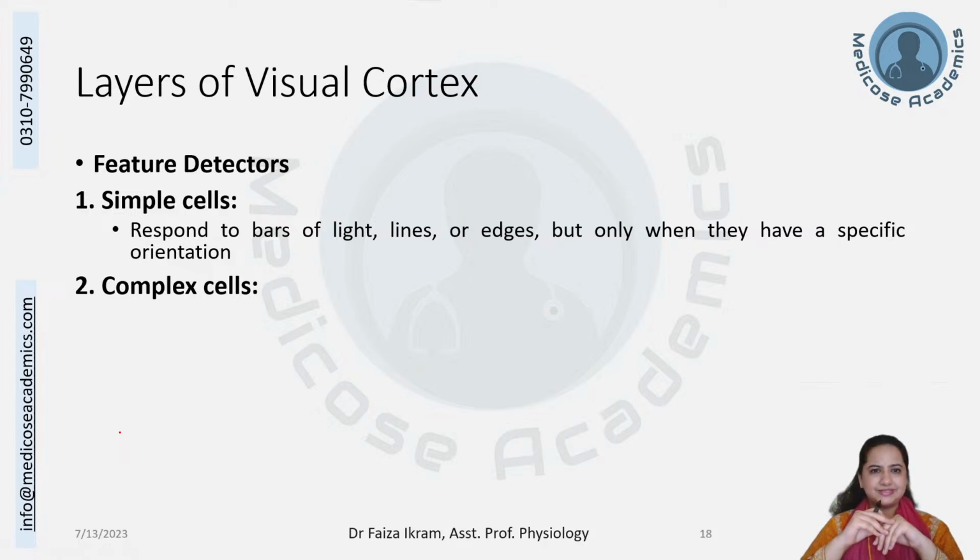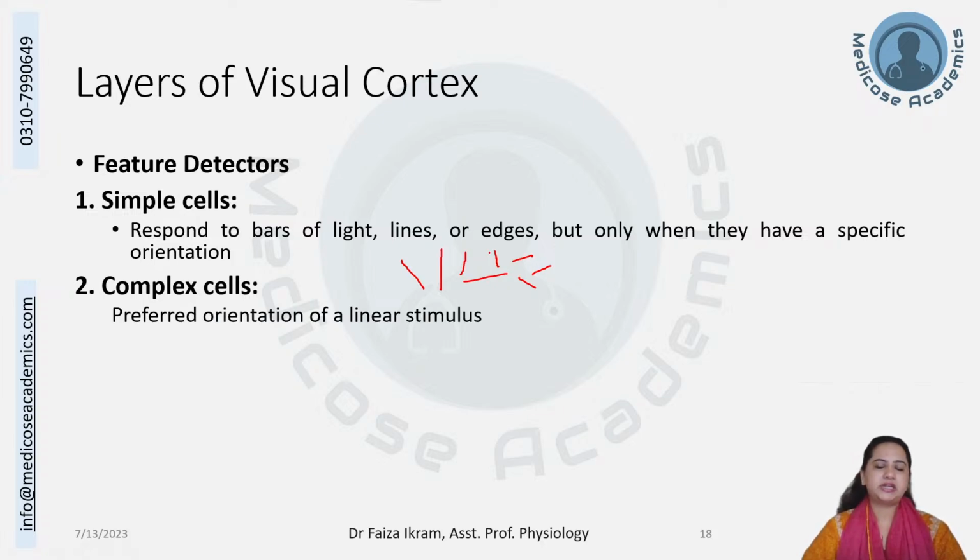Then come the complex cells. Mostly these complex cells are present outside layer 4, for example, in layer 2 and 3. These complex cells are stimulated only when the visual stimulus comes at a specific angle. For example, a visual stimulus at this angle, a visual stimulus at this angle. So for every angle in the 3D world, there are complex cells which will be activated. They have preferred orientation, but they are not location specific.